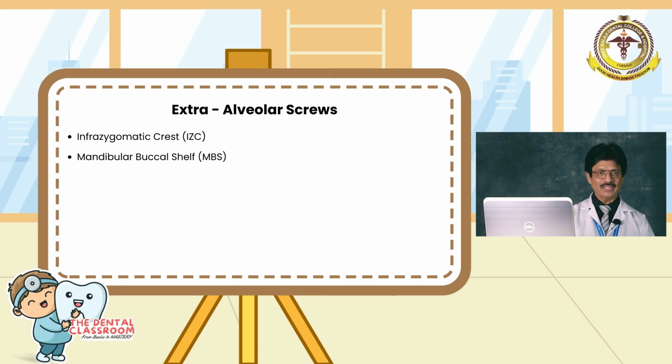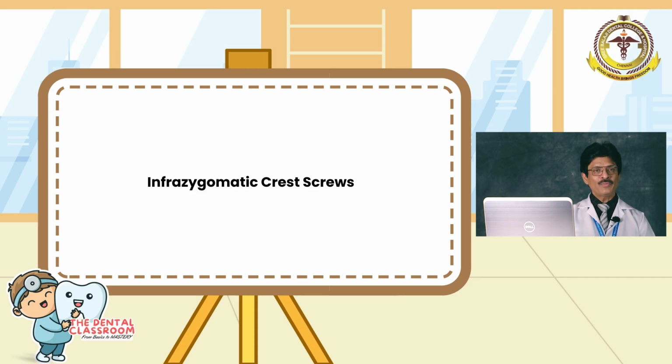Now, do we have something which can bypass this? Is there something that we can place extra-alveolar or extra-radicular such that when we distalize the teeth, there would be no interference from the microimplants? Can we do that? Yes, it is possible. With the advent of the infrazygomatic crest screws and the mandibular buccal shelf screws, we are able to achieve this too. So now we're going to talk a little about the infrazygomatic crest screws.